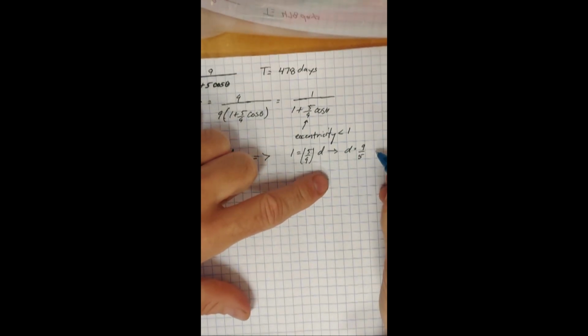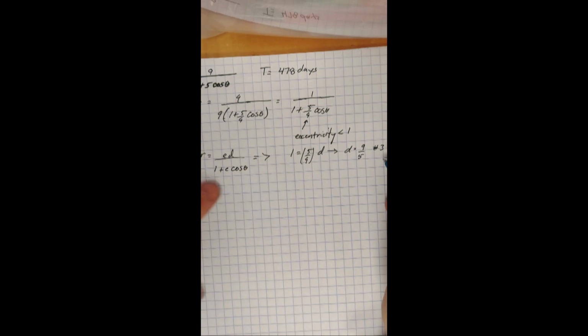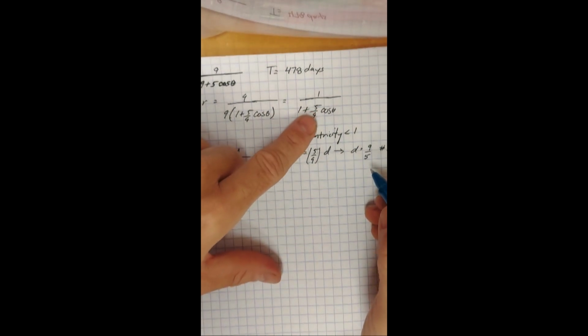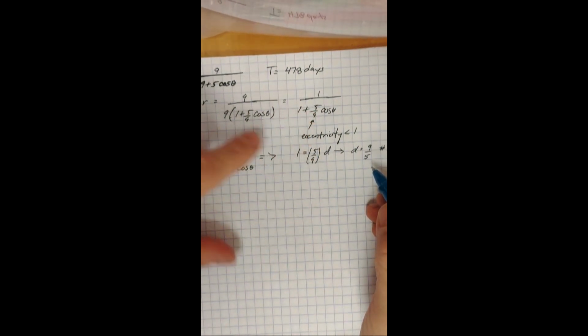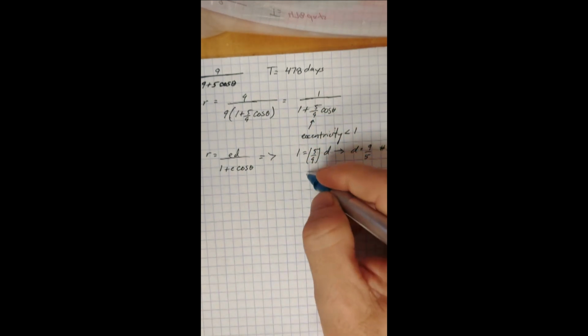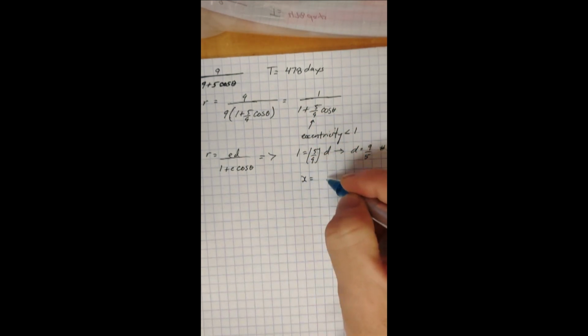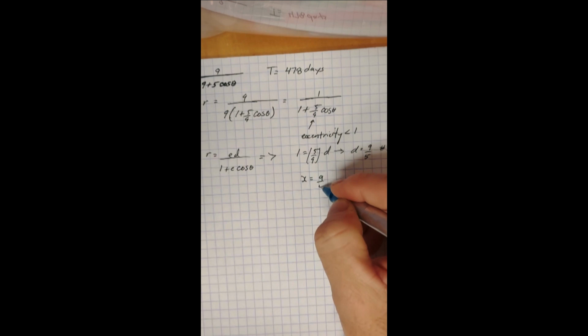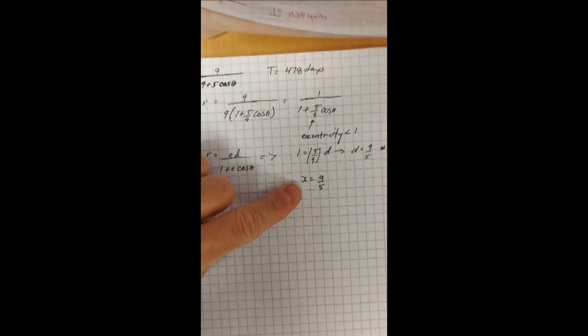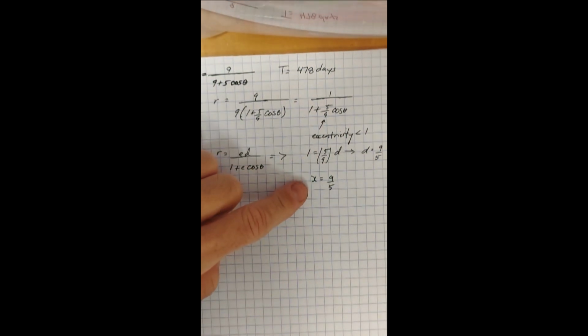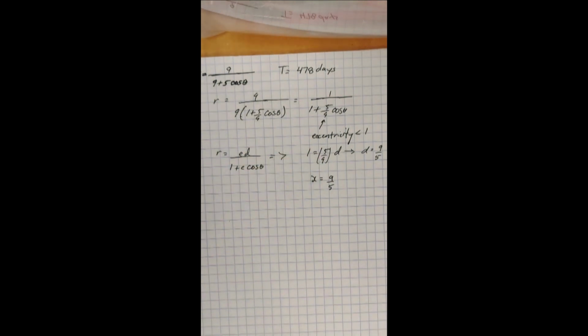And if you look at number 3 in the notes, it says that when you have this form, the directrix will be to the right. And so this is going to be a vertical directrix. And so x is going to equal 9/5 is the equation of the directrix in Cartesian coordinates. So this is the end of part 1.